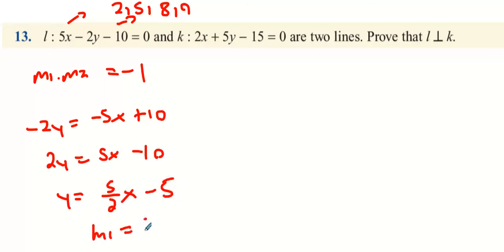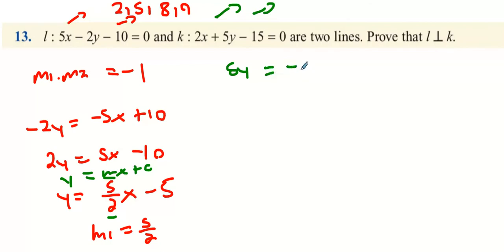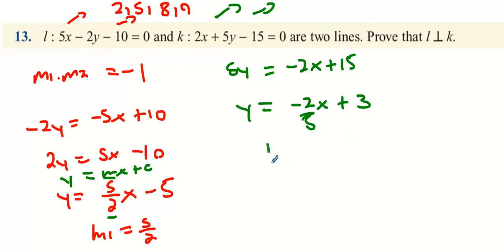Slope m1 is 5 over 2. It's whatever number comes in front of the x when the y is on its own. Remember, we're using the formula y equals mx plus c, and the m value will be 5 over 2. Do the same thing with K. We get 5y, move the 15 and the 2x over to the other side, so you get 5y equals minus 2x plus 15. Divide by 5: y equals minus 2 over 5 x plus 3. The slope m2 is minus 2 over 5.